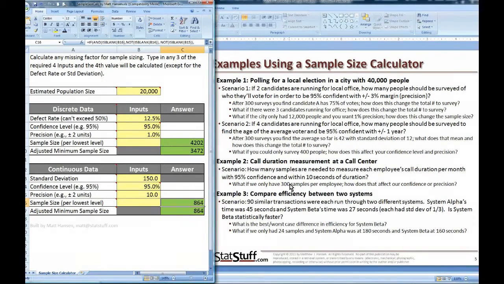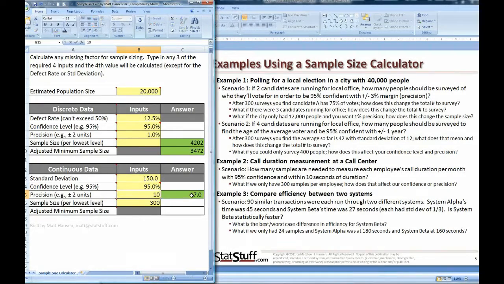Now, what if we only had 300 samples per employee? It's telling me I need to collect 864, and again, I want to get down to each employee's call duration. So let's just say I only have 300 samples per employee to collect from, and how's that going to affect things? Well, if we've got that constraint, then we might have to plug in 300 as the max, but now we might need to adjust our precision, so I'll delete that, and now instead of being plus or minus 10 seconds, I'll really only be plus or minus 17 seconds.